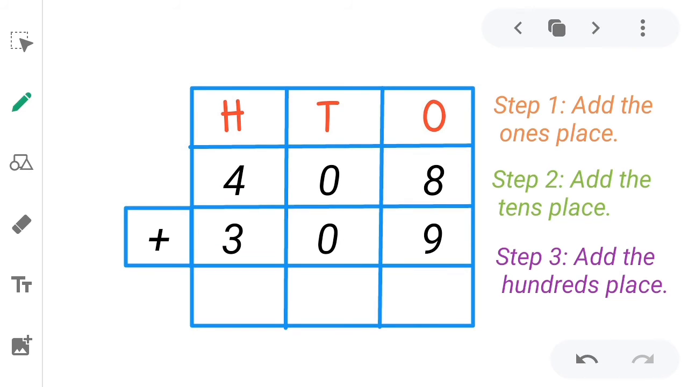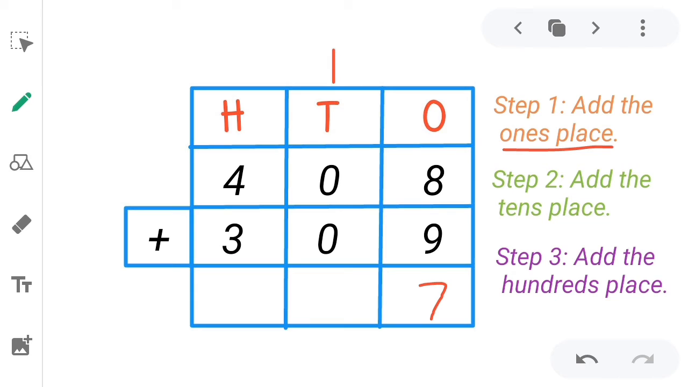Now the first step is to solve the ones place. So if we add 8 and 9, which is in the ones place, we'll get 17. So 17 is a 2-digit number. So we will take 7 from that and we will write in the ones place.